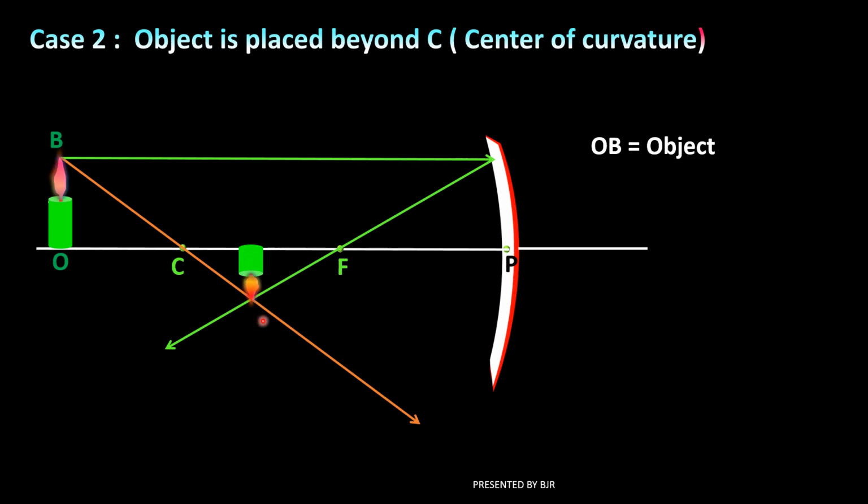Now you see here, is it an inverted image or erect? It is an inverted image, upside down. So let us write the properties here. Image. Okay, what are the properties of the image formed in this case?